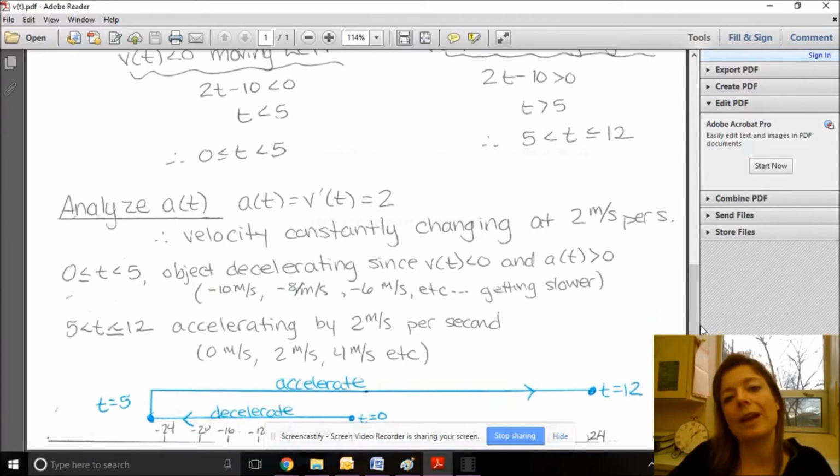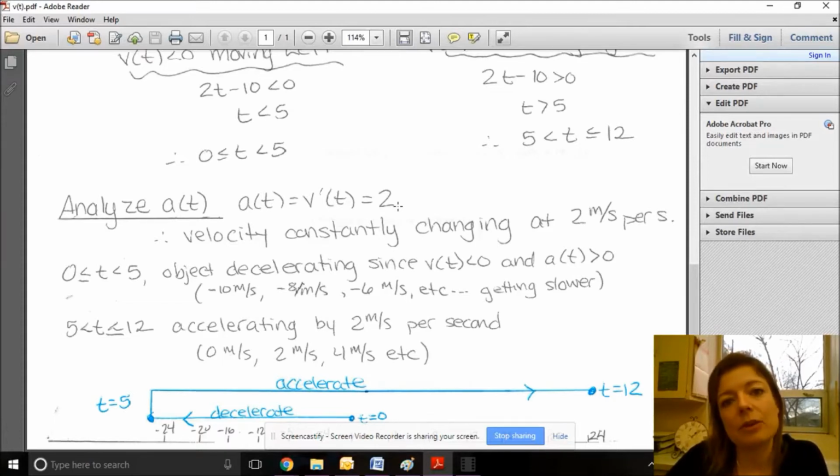So now I know when it's going to the left, when it's going to the right, and when it turns around, but let's look at when it's accelerating and decelerating. So our acceleration is the first derivative of velocity, or the second derivative of the position function. And in this case, it's just a constant of 2. So that means that velocity is constantly changing at a rate of 2 meters per second every second.